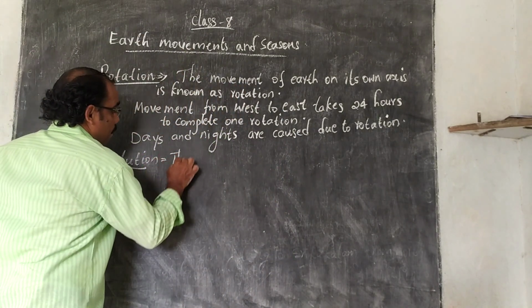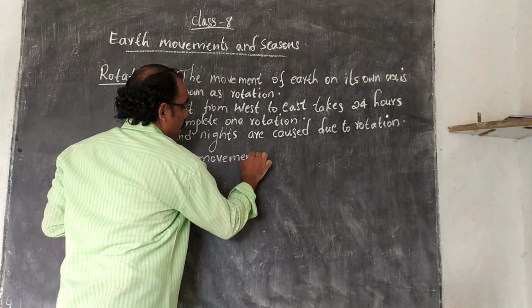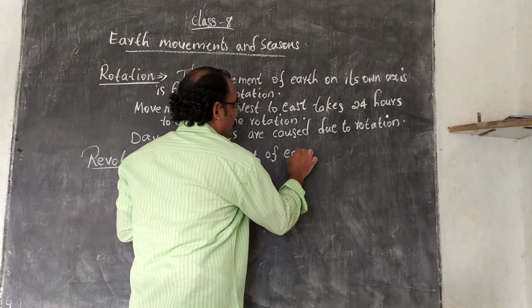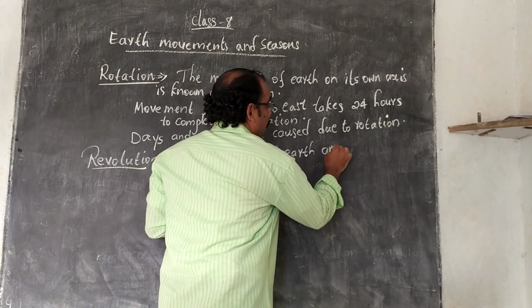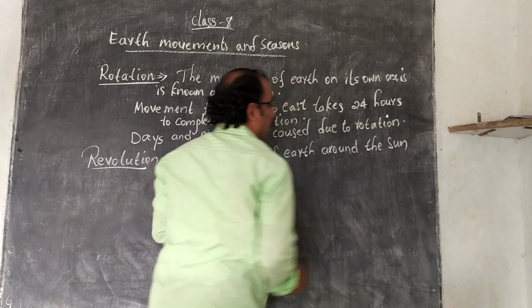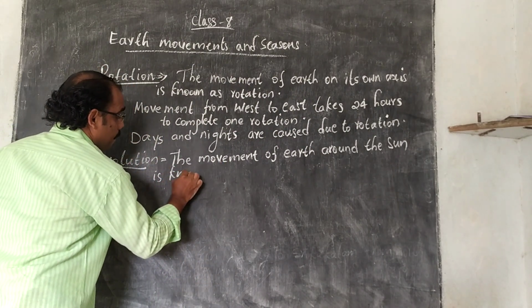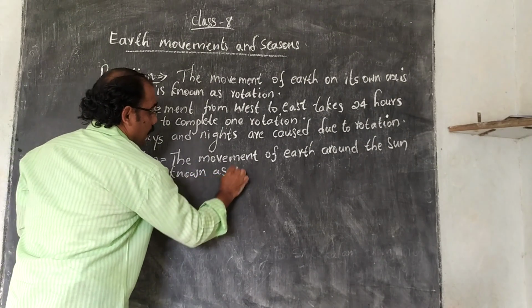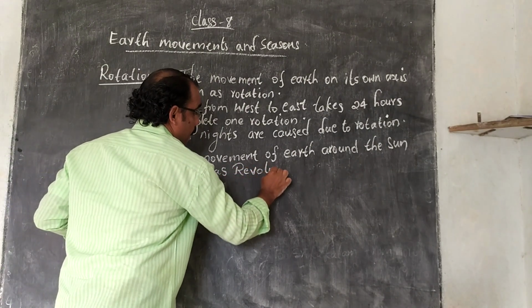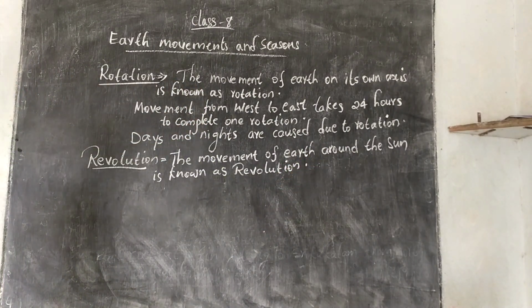The movement of earth around the sun is known as revolution. Is it clear? So once again, the definition: the movement of earth around the sun is known as revolution.